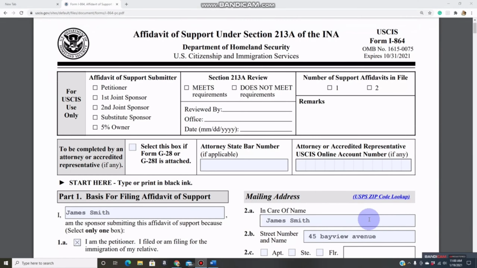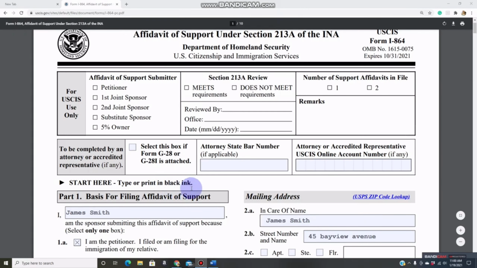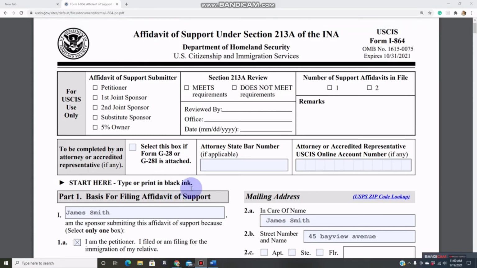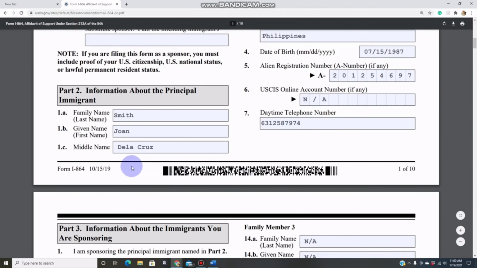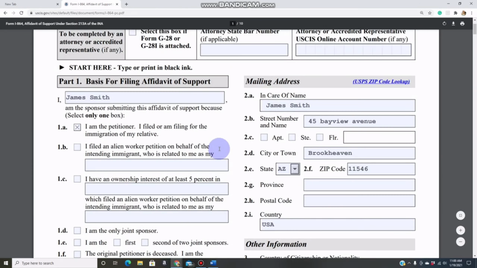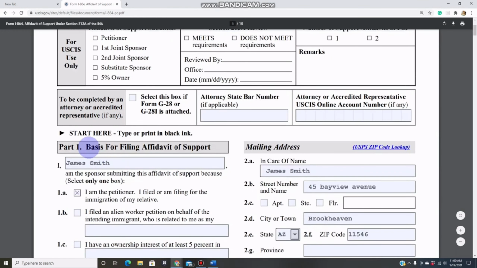So before I start, I would like to remind you guys to use black ink only. And if a box is not applicable for you, write N/A. So let's start. Affidavit of Support Under Section 213A of the INA expires on October 31st, 2021. The edition of this form is October 15, 2019.